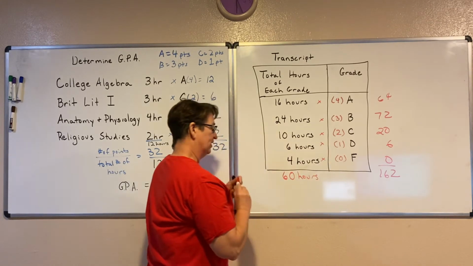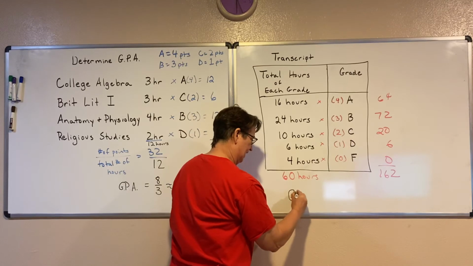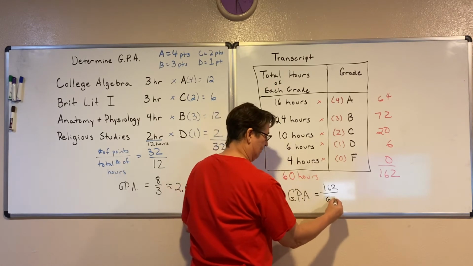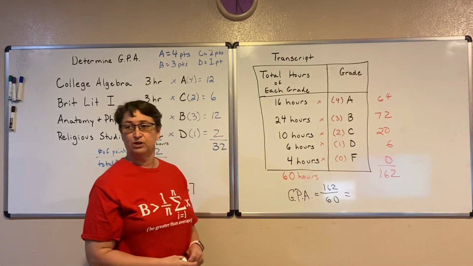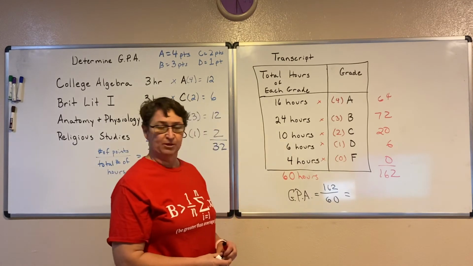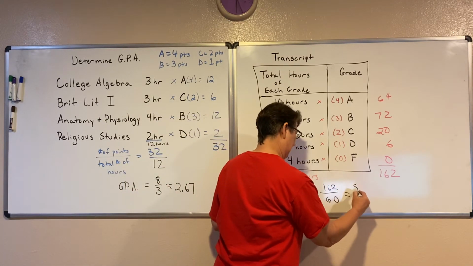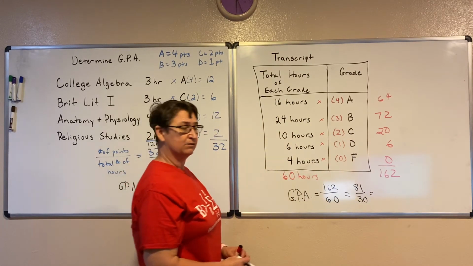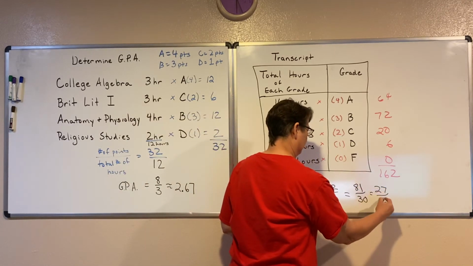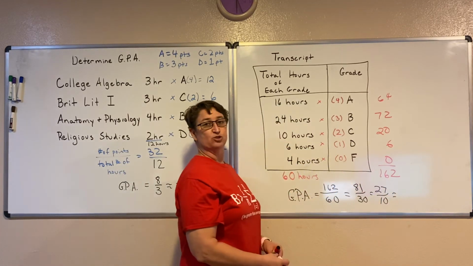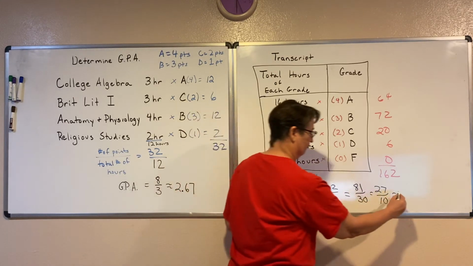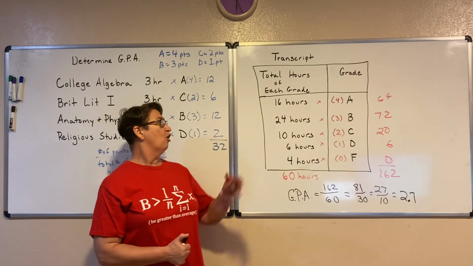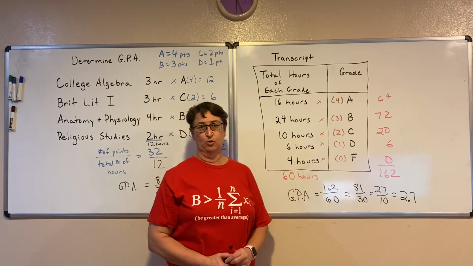So I just take my points there and divide. To find the GPA, I just take 162 and divide it by my 60. We can do a little bit of simplification. Let's divide the top and the bottom by 2, so we get 81 over 30. I can divide the top and the bottom by 3, so I get 27 over 10. Well, that makes that division really easy, because dividing by 10, I just move the decimal over. So that GPA is a 2.7. So overall, this person has a GPA of 2.7.